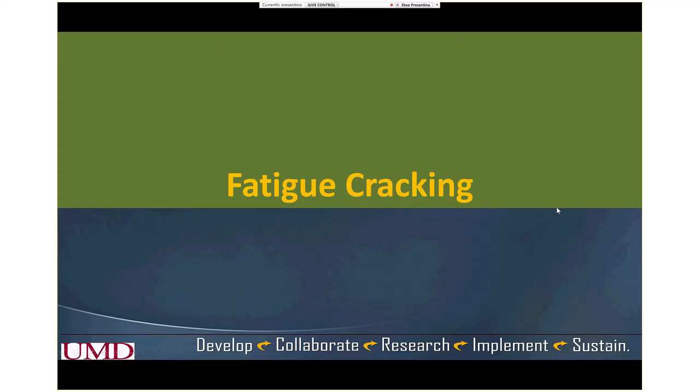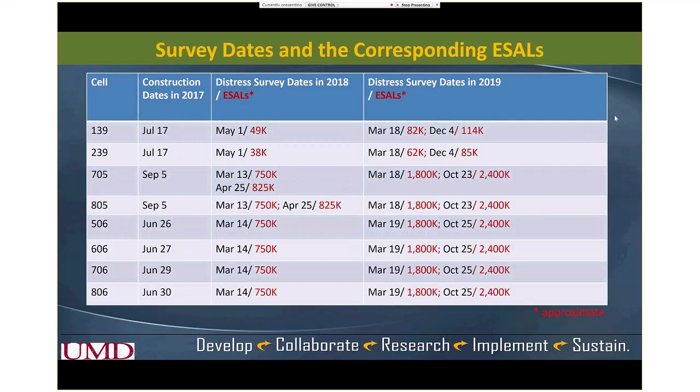All right, so quickly we'll see what kind of distress we have observed. In order to capture the distresses, distress surveys were conducted at different times. The last one was conducted in October and December of 2019. The ESALs in the low volume road are around, let's say, 20,000 ESALs, and on the main line around 2.5 million ESALs. So 2.5 million ESALs, I would say, is quite more than the ESALs that we will see in a rural road.